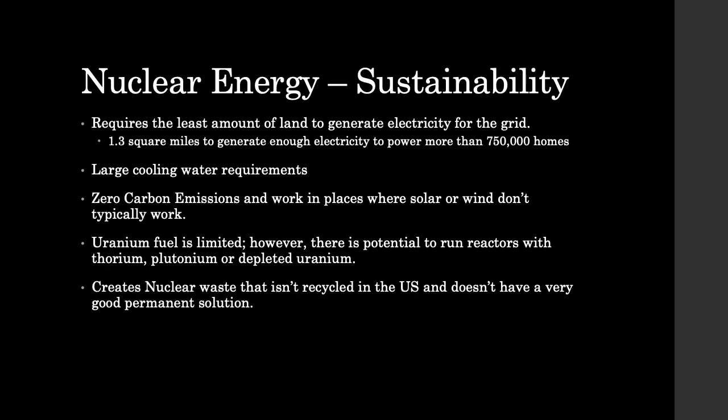The next criteria that we're going to evaluate for nuclear energy is sustainability.